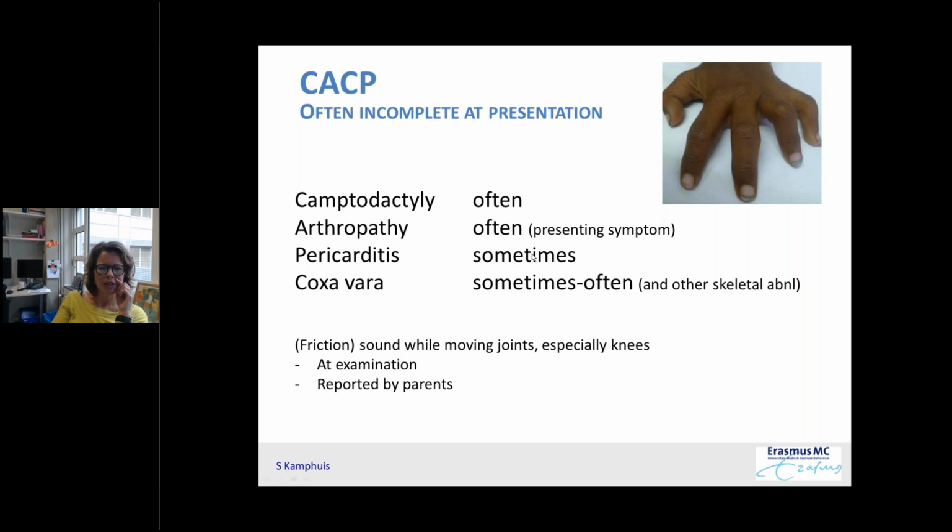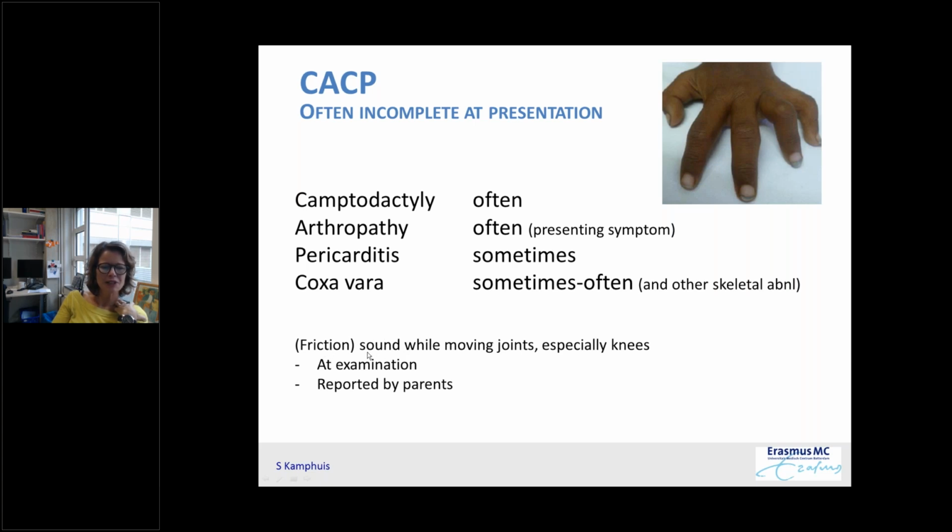Pericarditis is only sometimes. At the first description of this disease, all the patients had it. But now, if you read about it more and more, this is only sometimes present. Coxa vara, again, only sometimes. In some studies, more often. And also this is a later symptom. You don't see it right at the start.